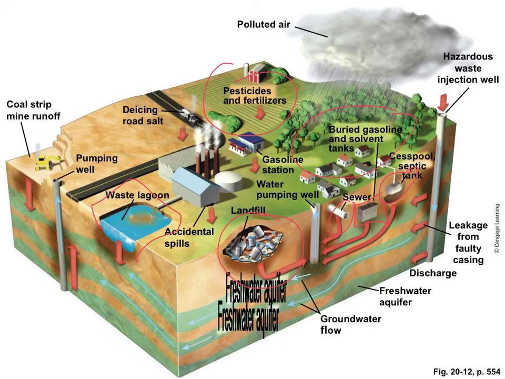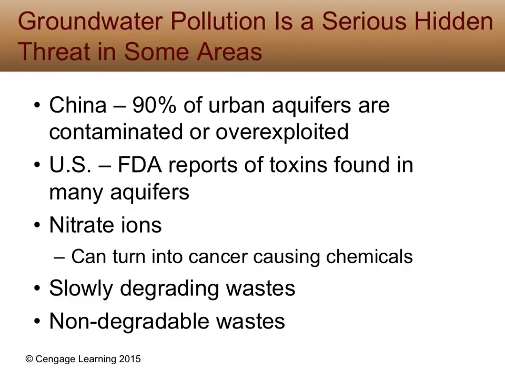So if we have an industry or even like a feedlot, sometimes that gets out, we have this big lagoon of waste, and of course that's going to get right down into the groundwater. And of course even from mining, it's a serious problem. In China, about 90% of the urban aquifers are contaminated or overexploited, so they're taking too much water out, or they're polluted, which is a huge problem. The U.S. FDA reports toxins found in many aquifers. The United States even has our own problems of this too.